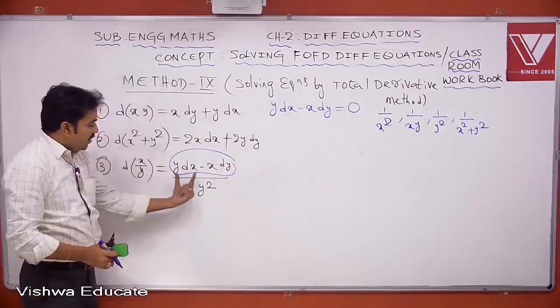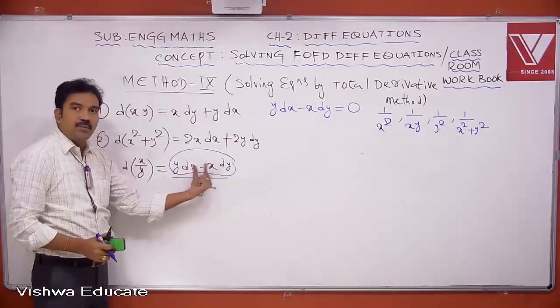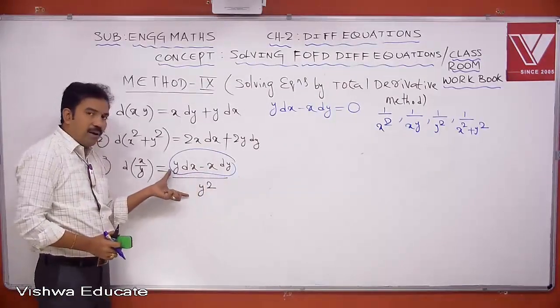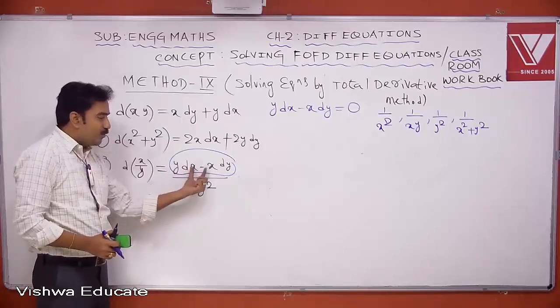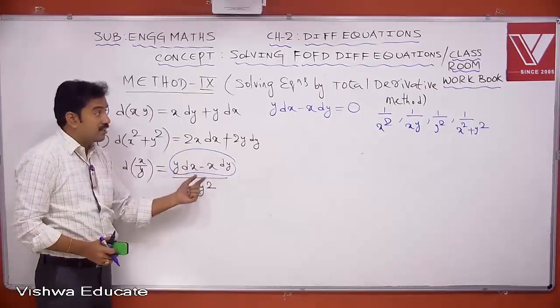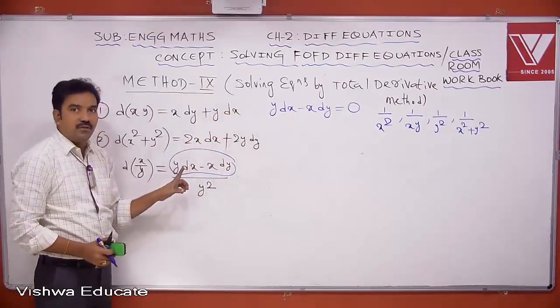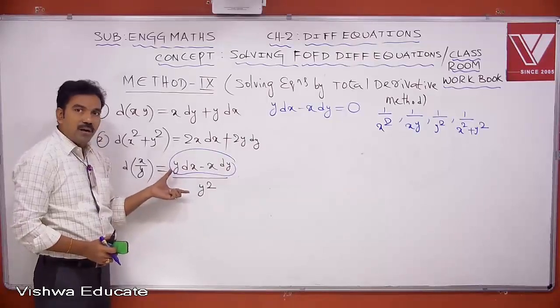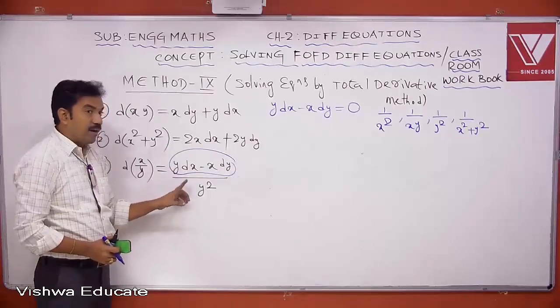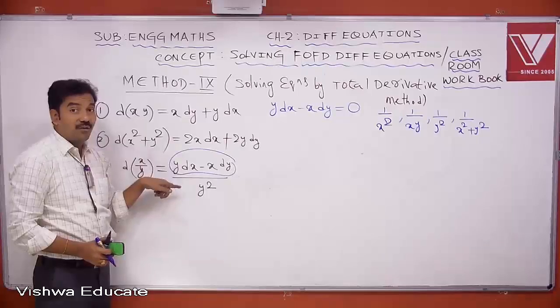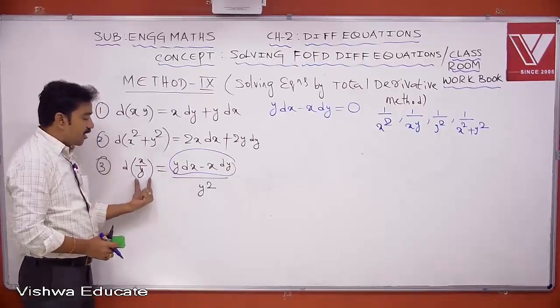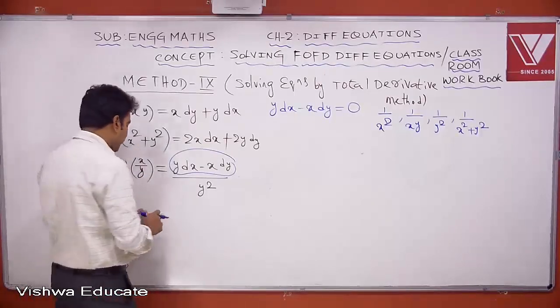One reason is that in the numerator we have y dx minus x dy. Consider the differential equation y dx minus x dy equals 0. It is multiplied by 1 by y square. So 1 by y square is one of the integrating factors of this equation, because of this rule: the derivative of x by y is this.